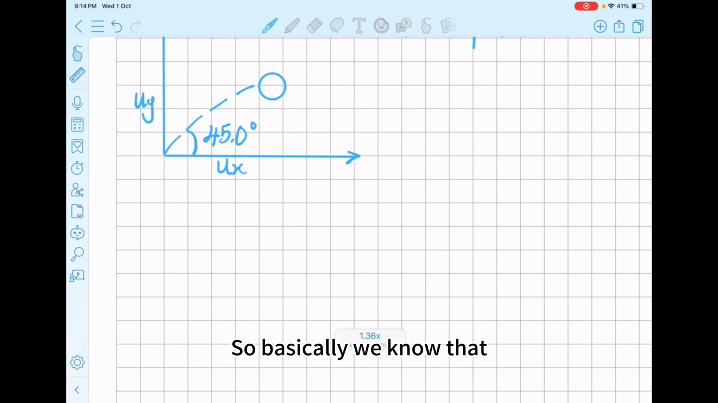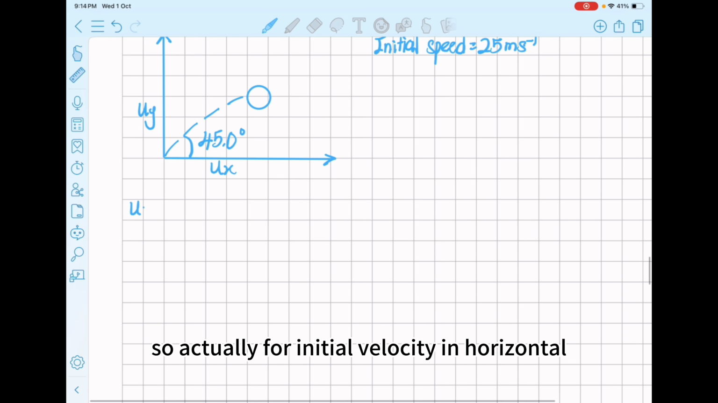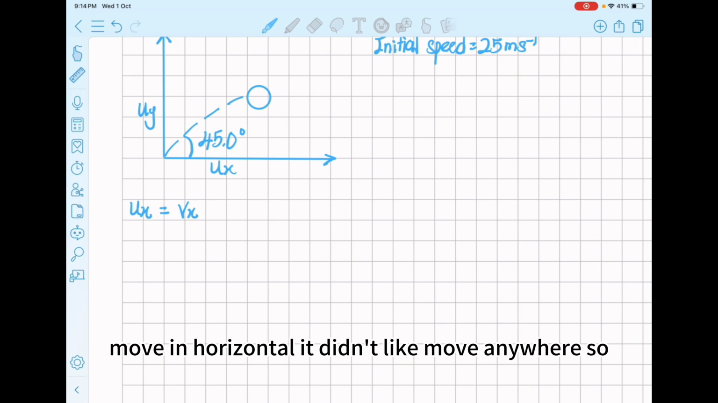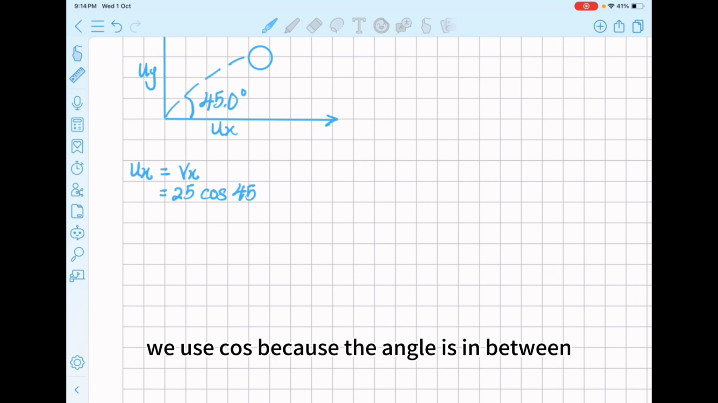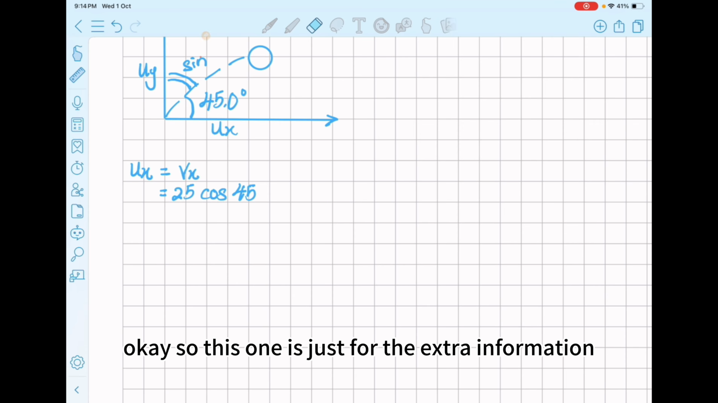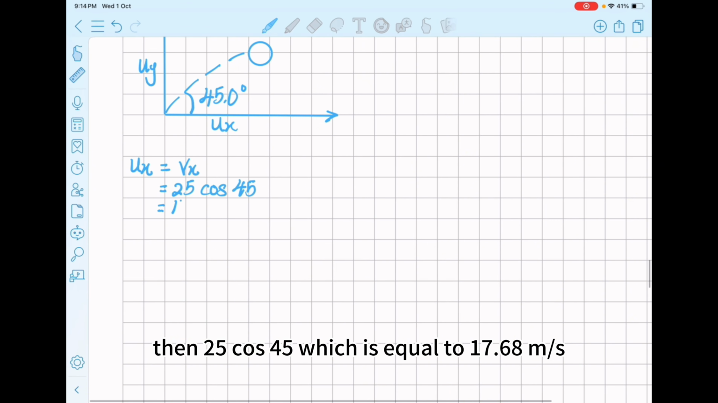The first step is to calculate the horizontal component first. The initial velocity in horizontal is equal to the final velocity in horizontal, because there is no acceleration in the horizontal direction, so it stays the same. We use cos because the angle is adjacent; if it's opposite, we use sin. So this is just extra information. Then 25 cos 45 is equal to 17.68 meters per second.